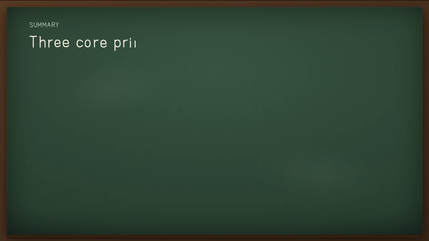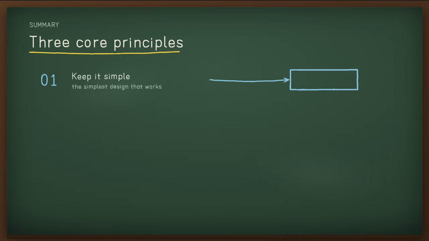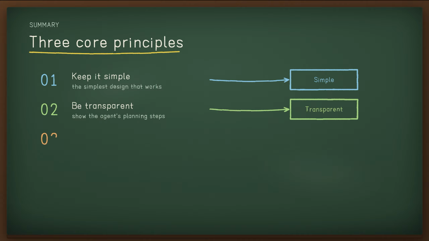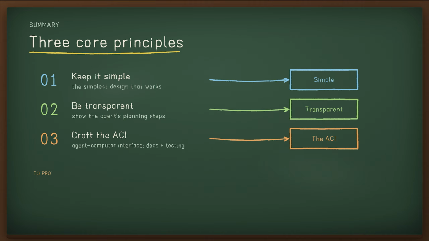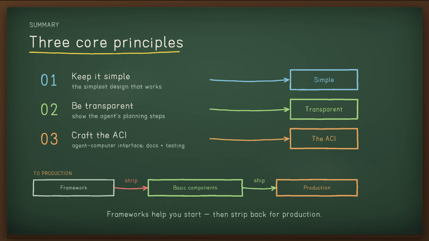To bring it together, success here isn't about the most sophisticated system. It's about the right system for your needs. Start with simple prompts, optimize them with solid evaluation, and add multi-step agents only when simpler approaches fall short. When you do build agents, we follow 3 principles. 1, keep the design simple. 2, prioritize transparency. Show the agent's planning steps. 3, carefully craft your agent-computer interface, the ACI, through good tool documentation and testing. Frameworks help you start, but as you reach production, don't be afraid to strip away abstractions and build with basic components.